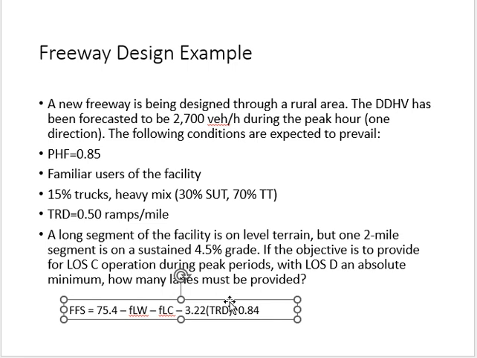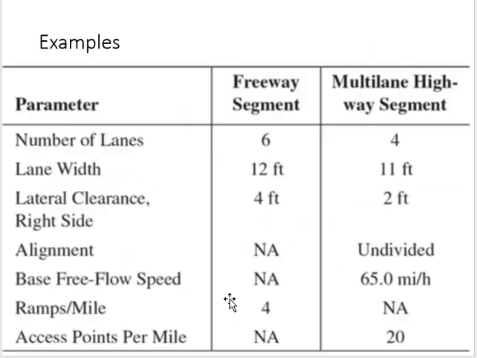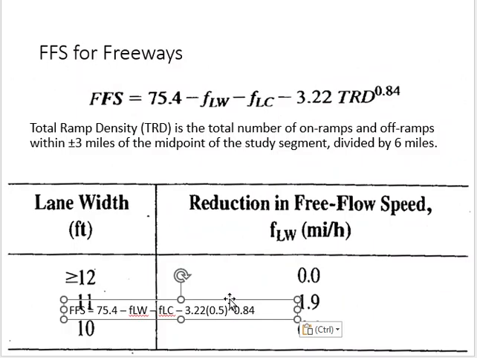This is the total ramp density, which is given as 0.5. So this is the value which is given. I put the value. Now I will go to the tables which have the factors for lane width and lateral clearance, and I will use those tables to fix the values.